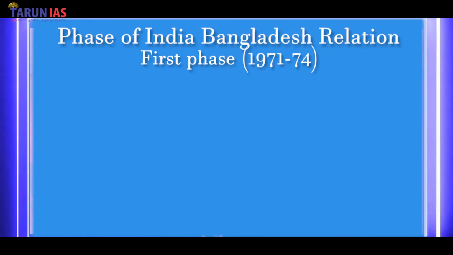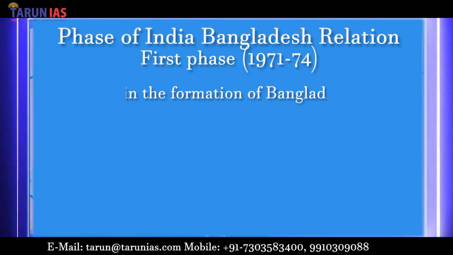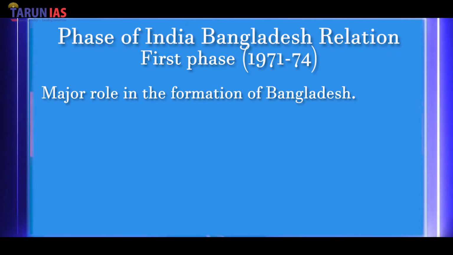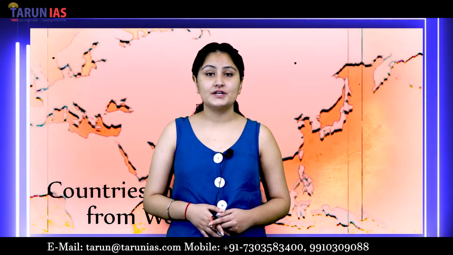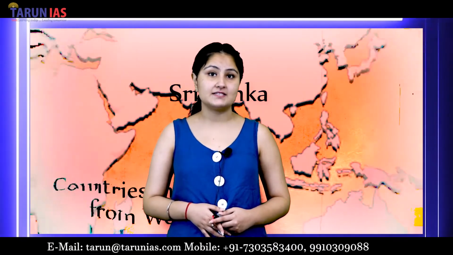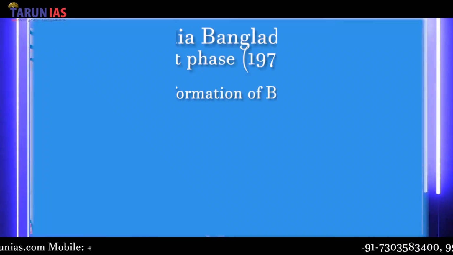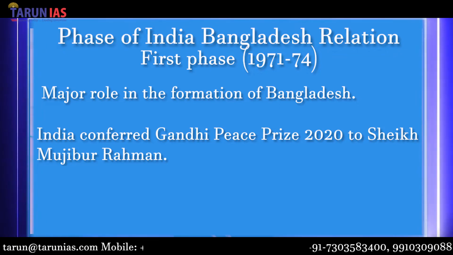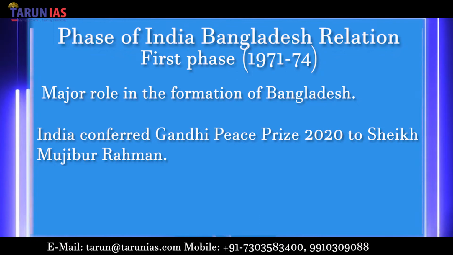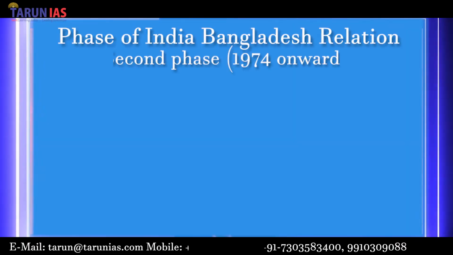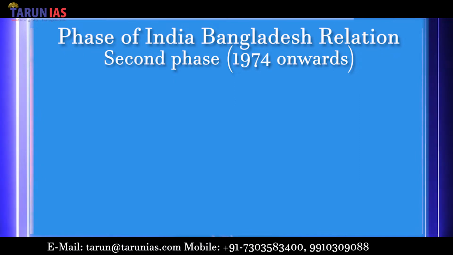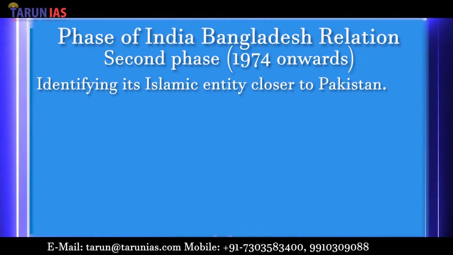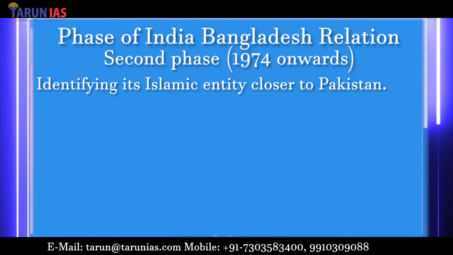The first phase was between 1971 and 74. In that phase, India played a very major and crucial role in the formation of Bangladesh. Sheikh Mujibur Rahman, who was the father of Bangladesh and also the PM at that time, was very close to India. In March 2021, India conferred the Gandhi Peace Prize 2020 to Sheikh Mujibur Rahman. The second phase was from 1974 onwards, where we saw that Bangladesh started identifying its Islamic identity and started getting much closer to Pakistan and other Islamic countries.